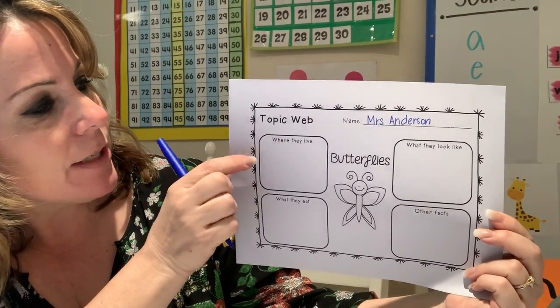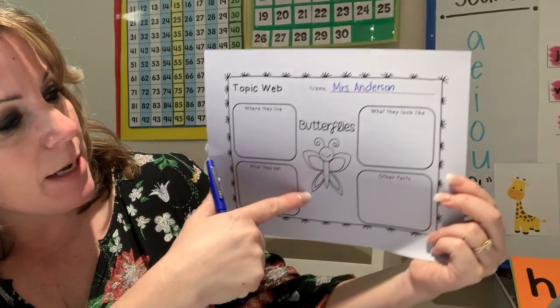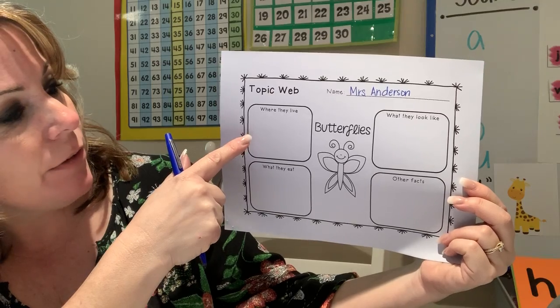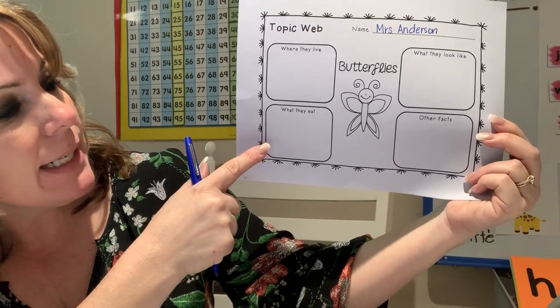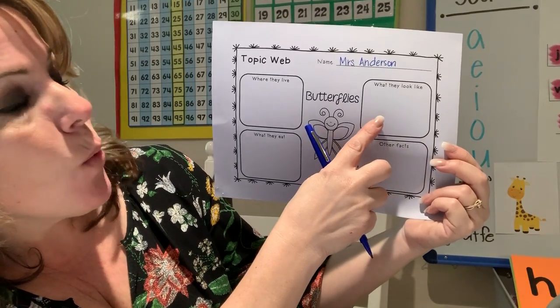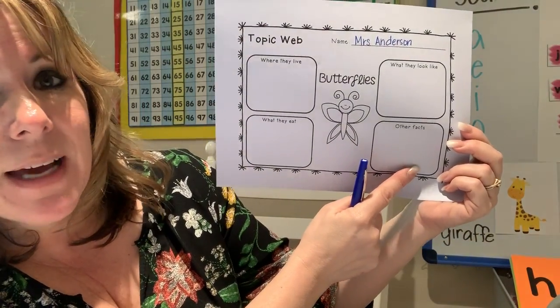So if we take a look at this very top box, and again, we're talking about butterflies, it says where they live. Underneath that, it says what they eat. Over here, it says what they look like. And down below, it says other facts. Okay, so over here, where they live.